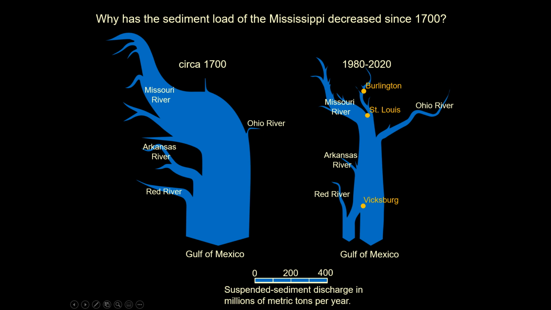So it looks like the Red River is a little bit less, Arkansas River less, Missouri River less, Ohio River a little bit more. But you can see that the sediment load carried by the Mississippi River in more recent years is much less than it once was. So why would that be? Pause this video for a second, give that some thought, and then restart the video.